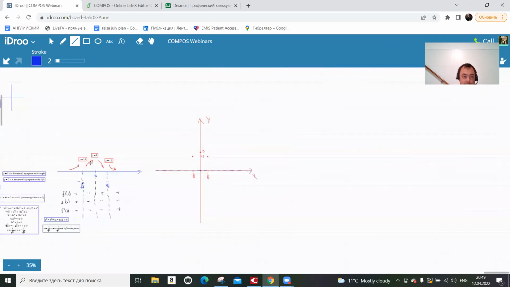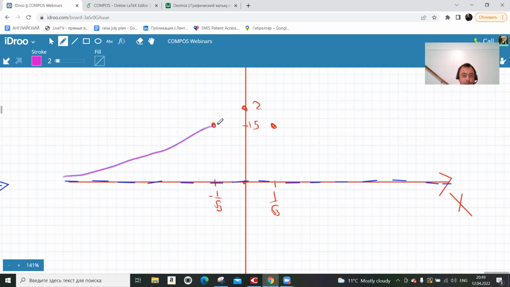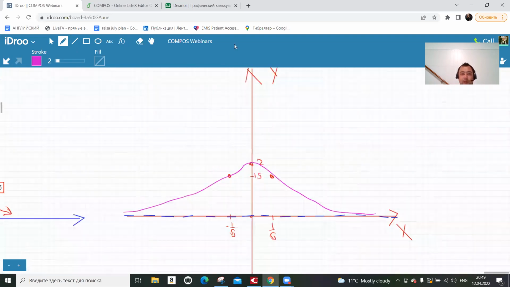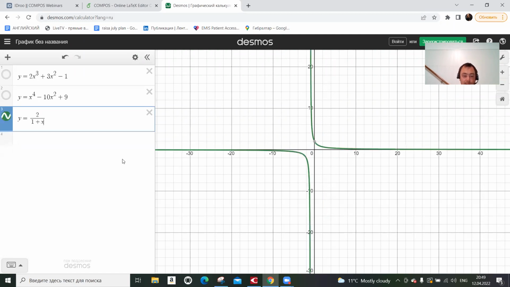And just looking at this, we can already sketch quite a decent graph. It's a point of inflection. Right. And just in case, y equals 2 divided by 1 plus x squared. Here it is.